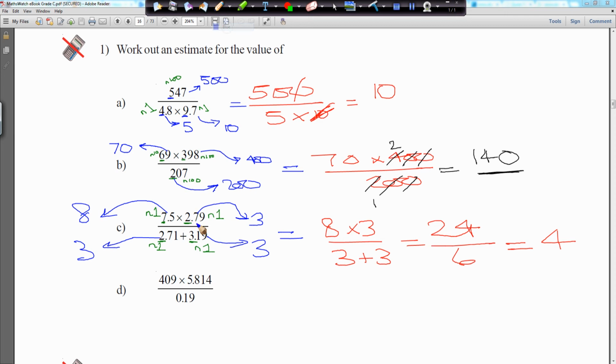Okay, next question. Let's go back to blue. We have 409. We round this number off to the nearest 100, because its highest place value is hundreds, so that becomes 400. 5.814, we round to the nearest whole number, because the highest place value is the whole number, so that gives you 6. And 0.19, the highest place value is the tenths, so we round to the nearest tenth, which is 0.2, because the next digit is 5 or more, so add 1. Let's put on the green bit as well, so you know what we've done. This one is the nearest 100, this one is the nearest whole number, and this one is the nearest tenth.